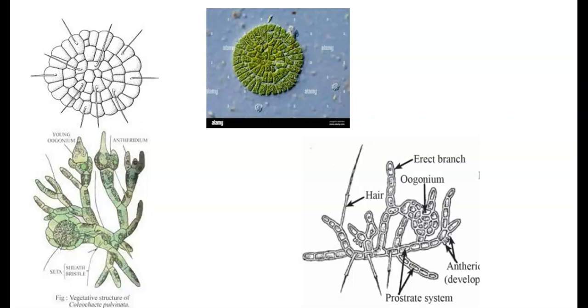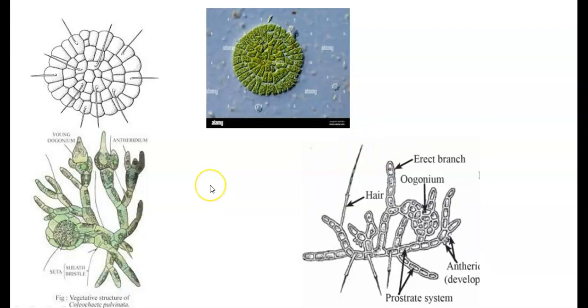And it can also be seen as endophytic on the members of some Charales. For example, Coleochaete nitellarum grows in the cells of Chara, within the cells of Chara. So it is called endophytic.